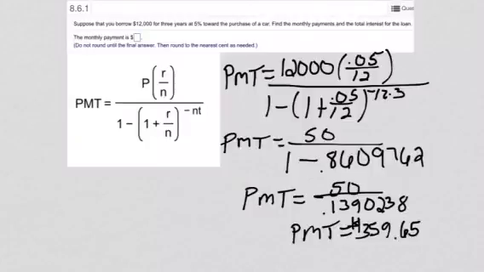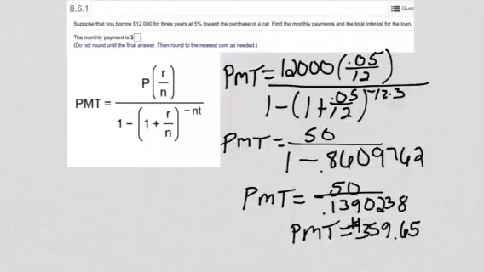So now the second part of the question says you want to find the total interest for the loan. What we have to do is figure out how much we pay all total, and then subtract the 12,000 from that, and that will give me the interest amount. Well, if we pay $359.65 each month for 5 years, or excuse me, for 3 years, that's a total of 36 months that we're paying for on this loan.